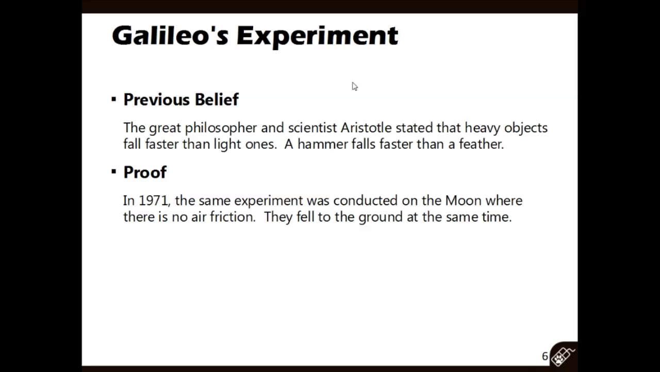And to prove that, in 1971, pretty recent, US astronauts went up to the moon and conducted the same experiment. They dropped a hammer and a feather at the same time on the moon, and voila, they proved it. Those two objects of different weight came down onto the surface of the moon at the same time.